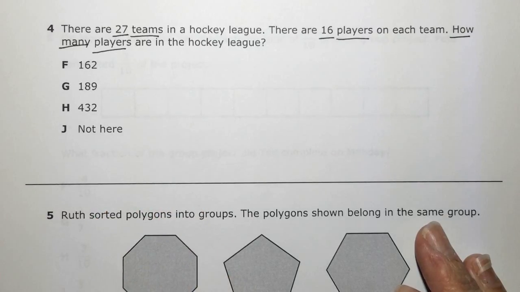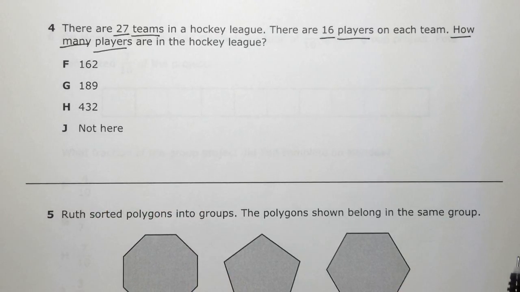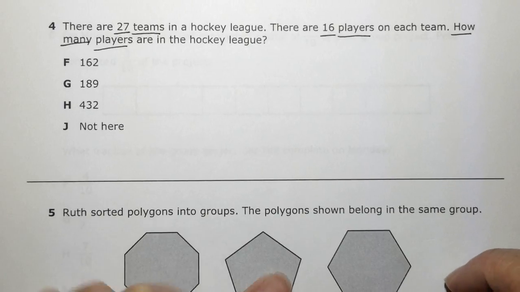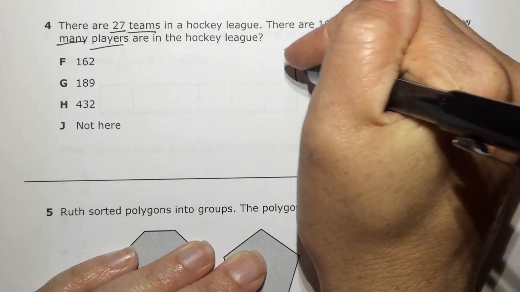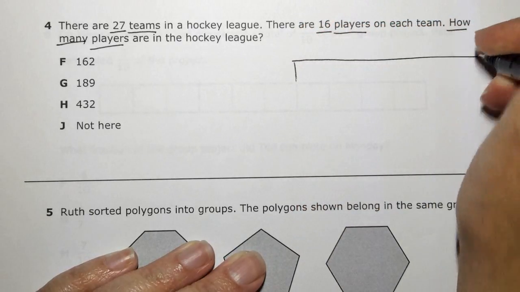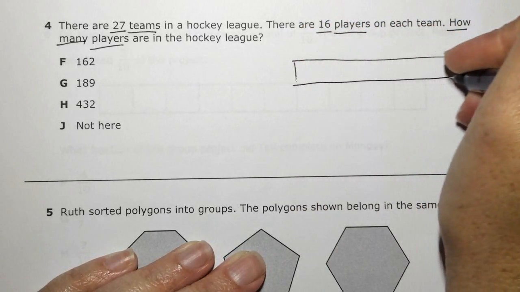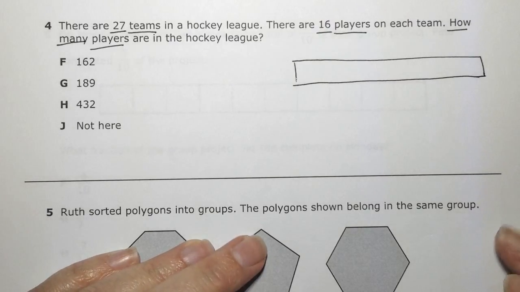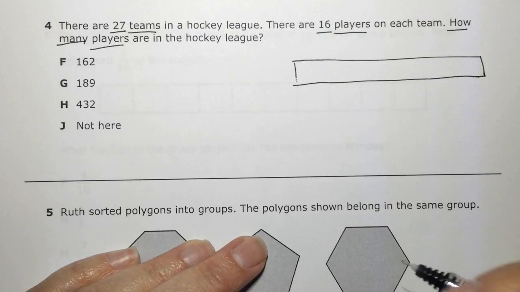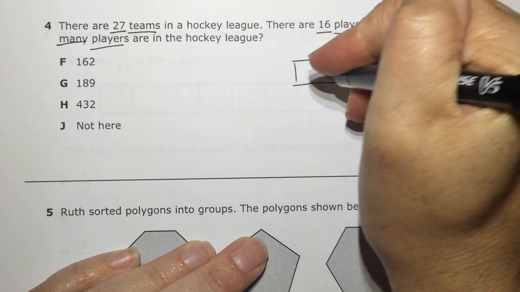Now I like to draw a strip diagram. That doesn't work for every student, but a picture, whatever makes sense to them, will help them to solve this problem. So when I talk about a strip diagram, it's a simple rectangle where we fill in some information. So I have 27 teams. Now I'm not going to draw 27 boxes, but I can label a few boxes in here.